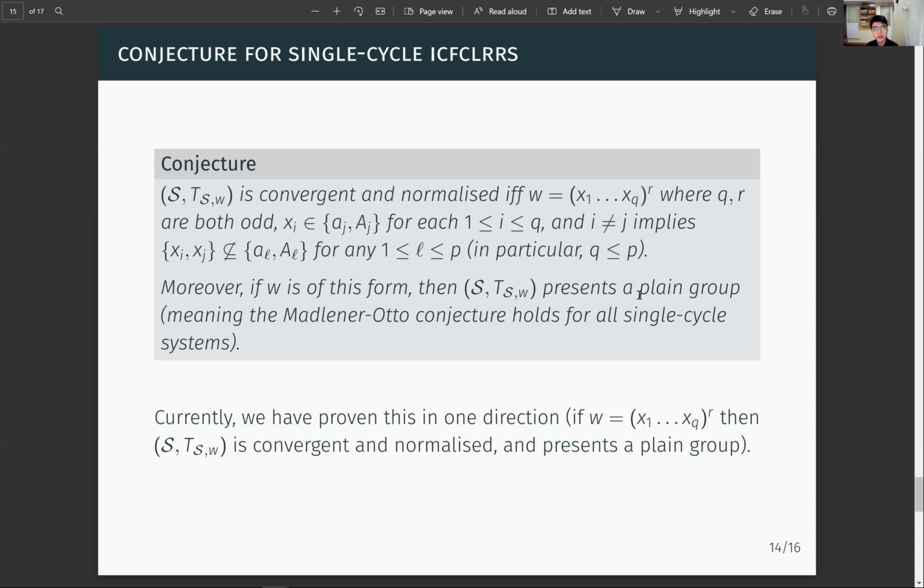Moreover, if the seed word W is of this form, the writing system ST presents a plane group, meaning that the Madlener-Otto conjecture holds for all single cycle writing systems of that form. Currently, we have proven this in one direction. We have proven that if the seed word is of the form (x1 to xq)^r, then the writing system generated from the seed word is convergent and normalized, and it presents a plane group.